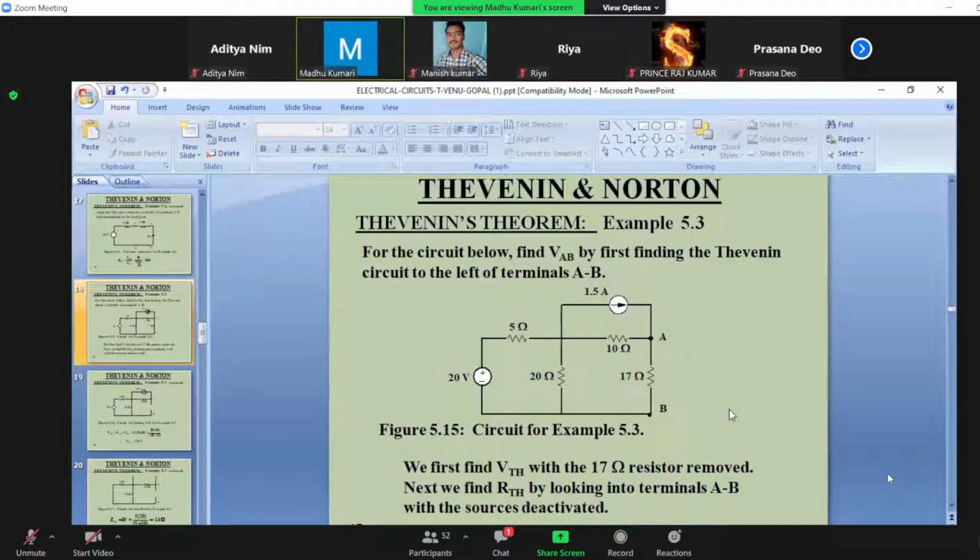How can you calculate? First of all, omit the 17 ohm resistance. Step 1. Second step, you have to find out the RThevenin. For that, you will open circuit this current source and short circuit this voltage source. Then calculate RThevenin. Next, you have to calculate the voltage across A and B.